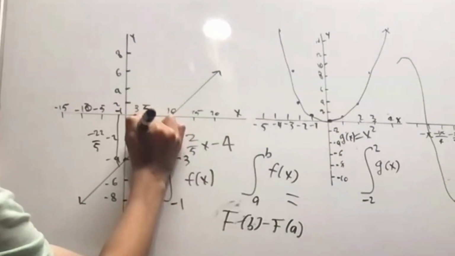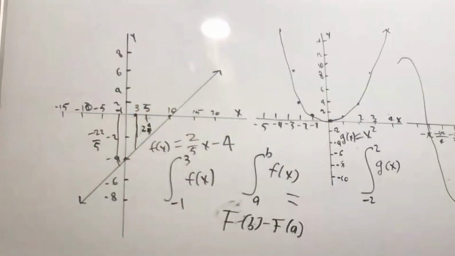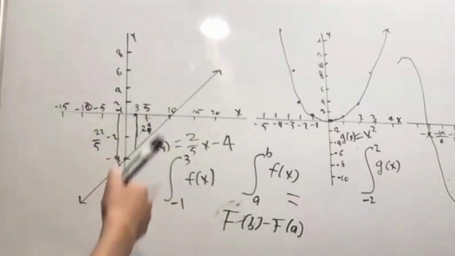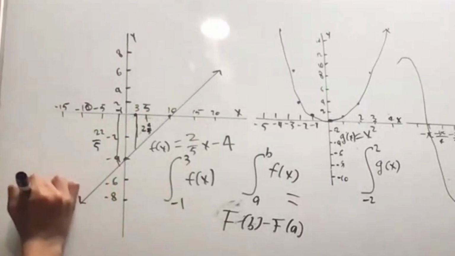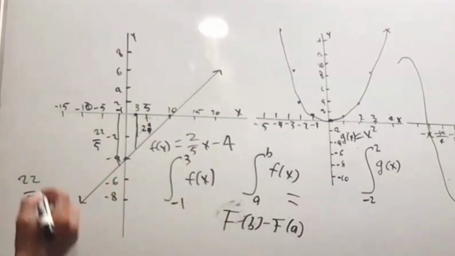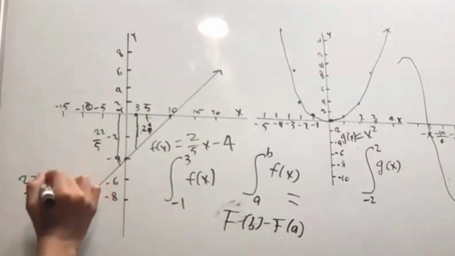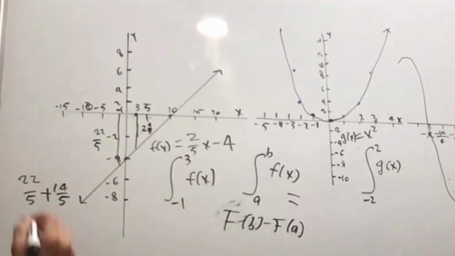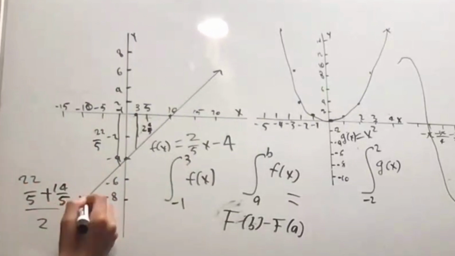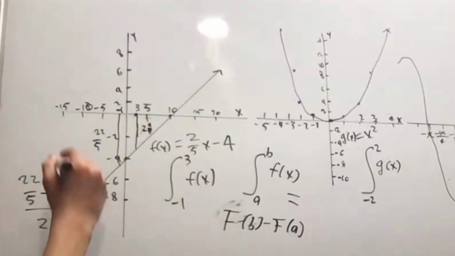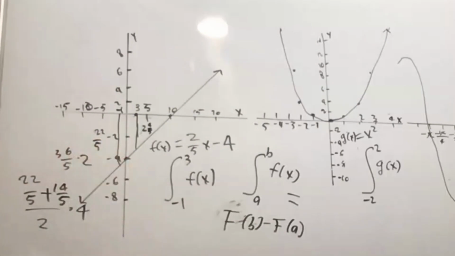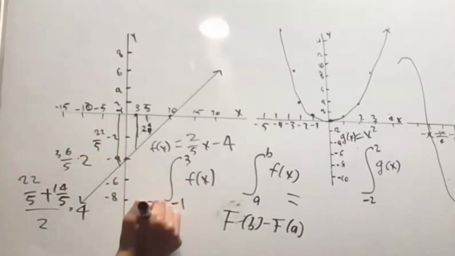2 4/5 long. So now we have a trapezoid. We have side lengths of 22/5 and 14/5. Using previous knowledge, using the trapezoidal area formula, we said this is equal to 22/5 plus 14/5 over 2 times 4. This is also equal to 72/5.